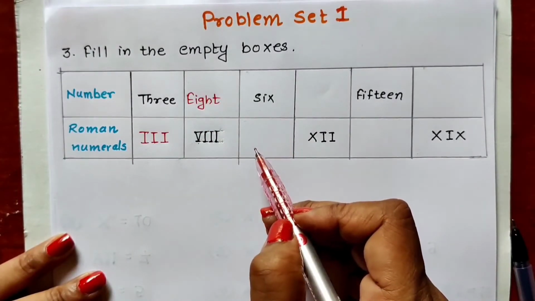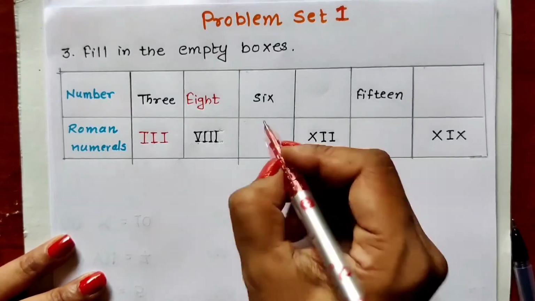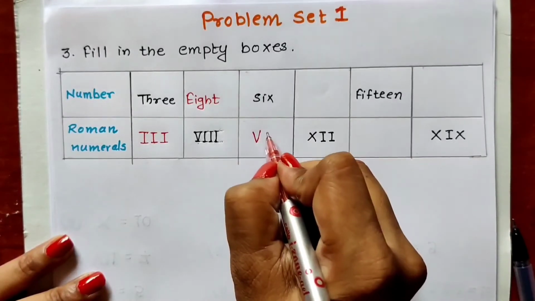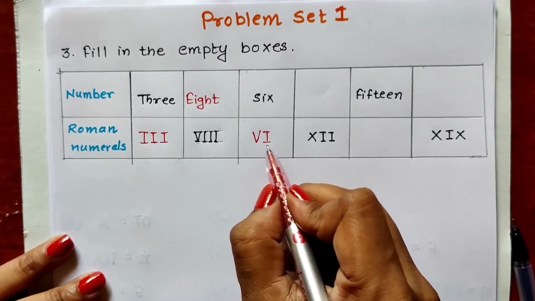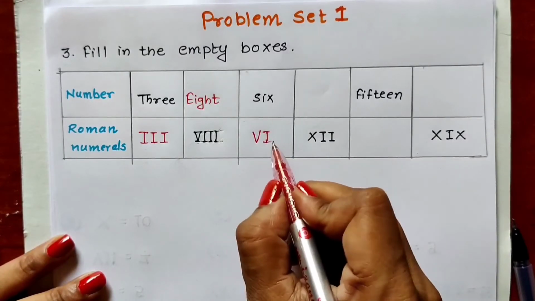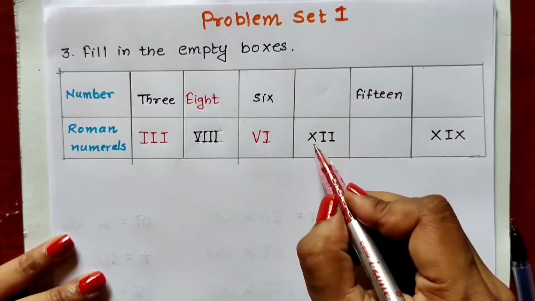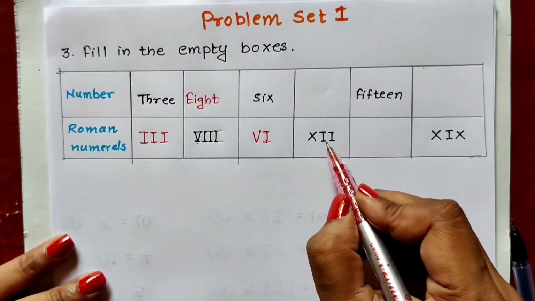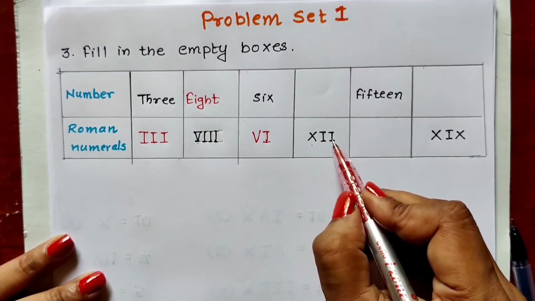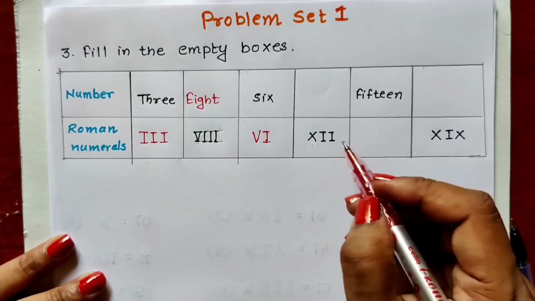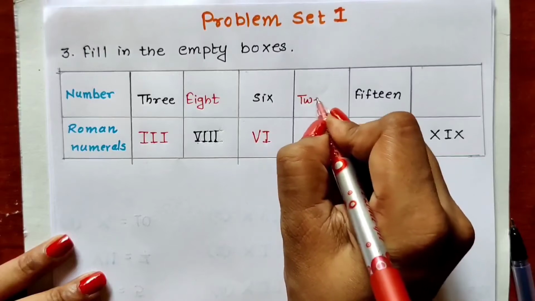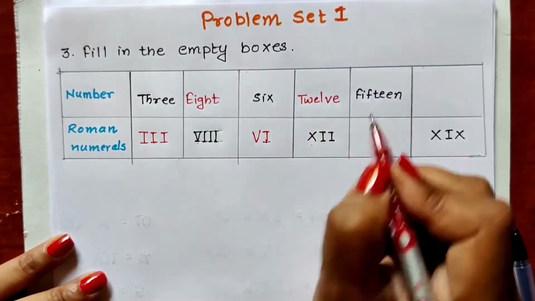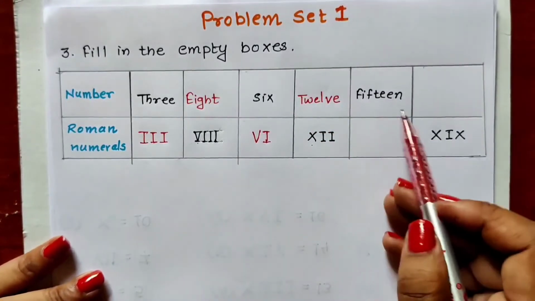Now 6 is given in words. We have to write it in Roman numerals. How to write? 5 plus 1 is 6. So for 5 we use V, for 1 we use I. VI means 6. Now XII. X means 10, I means 1, I means 1. That means 10 plus 2. 10 plus 2 is 12. What is the spelling of 12? TWELVE, 12.